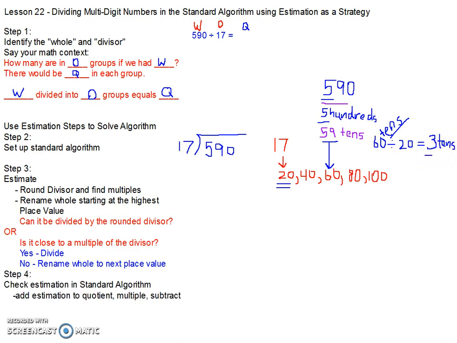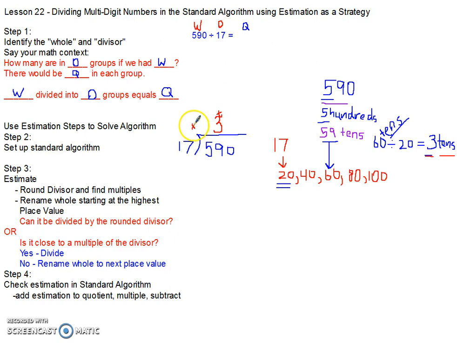Step 4 is to check estimation in the standard algorithm. To do this, we're going to take our estimation of 3 tens, and we have to line it up with the tens in our whole, which is our 9. So we add our estimation, 3, and remembering this is tens, so I'm just going to put a little t here, 3 tens, and then we multiply 3 times 17.